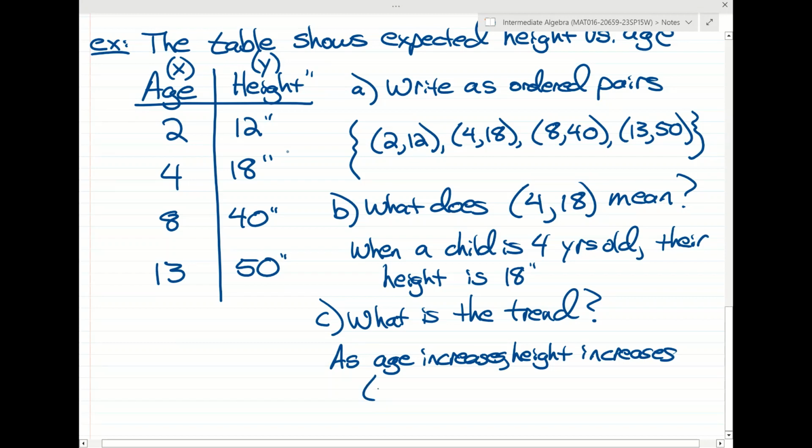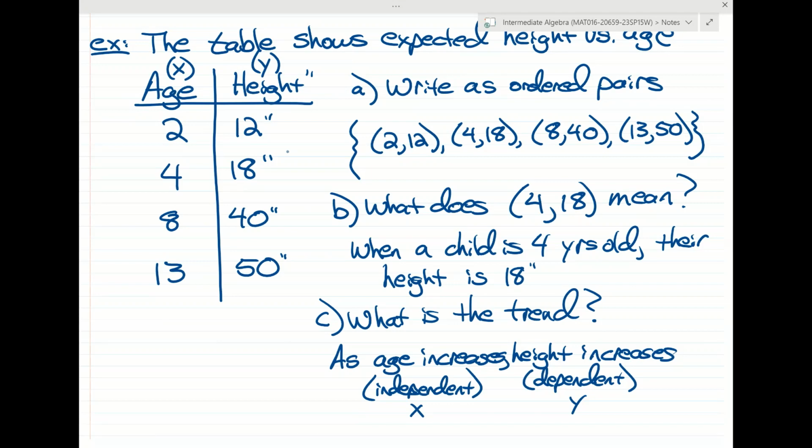That's because age is called the independent variable, and height is the dependent variable. So independent just means age will change, and then based off of your age, your height is whatever it is.